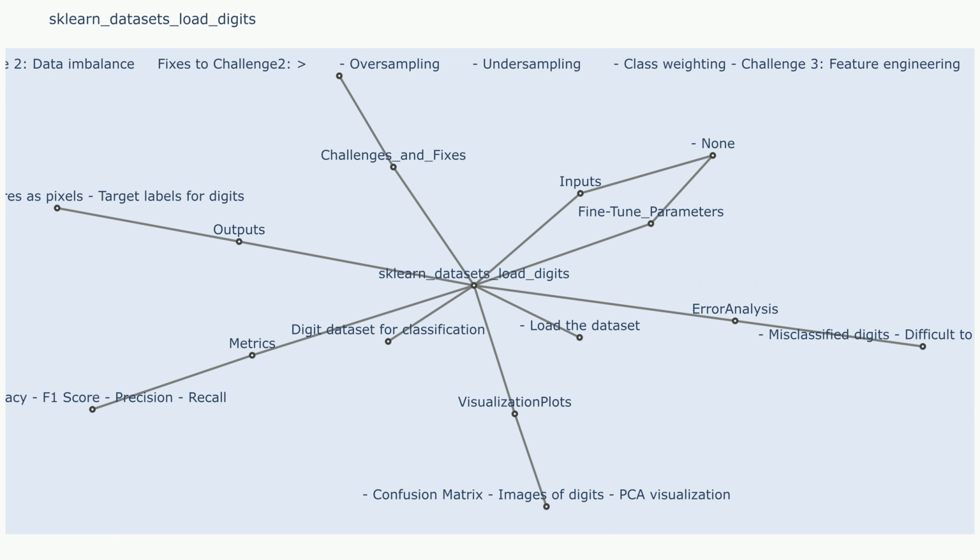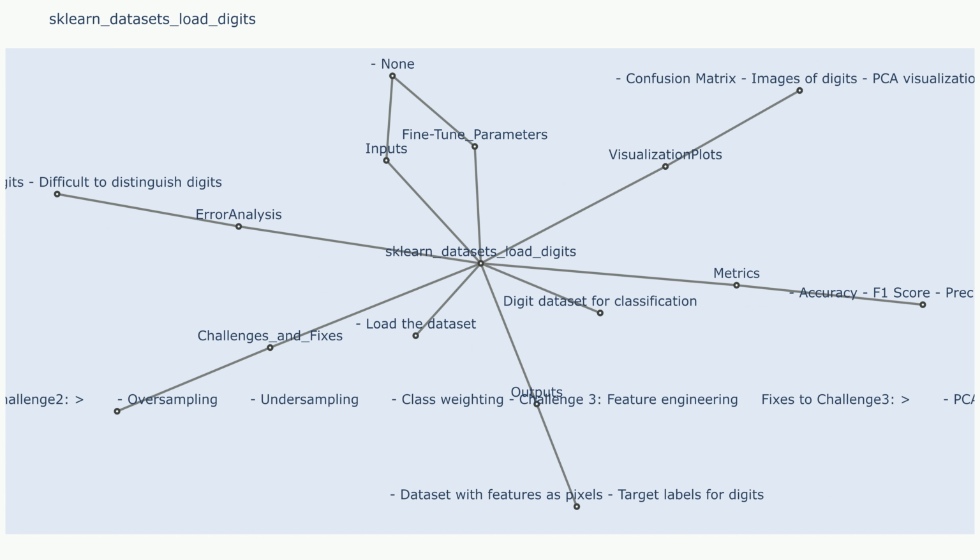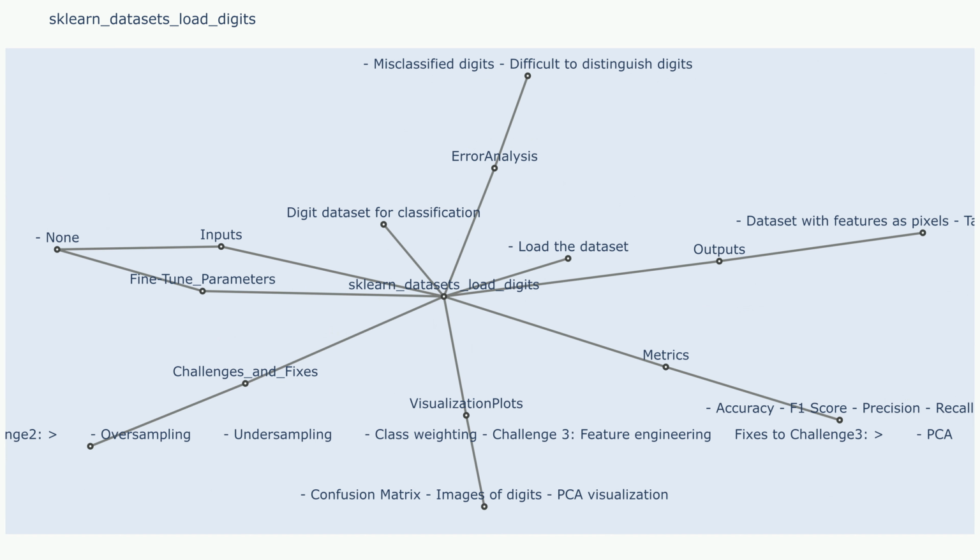Challenge 1, data imbalance. Some digits may be more frequent in the dataset than others, potentially causing a bias in the trained model. Sample use case that resulted in challenge 1: a model trained on digits may perform poorly on recognizing less frequent digits, especially if the training data distribution is not representative of real-world data.